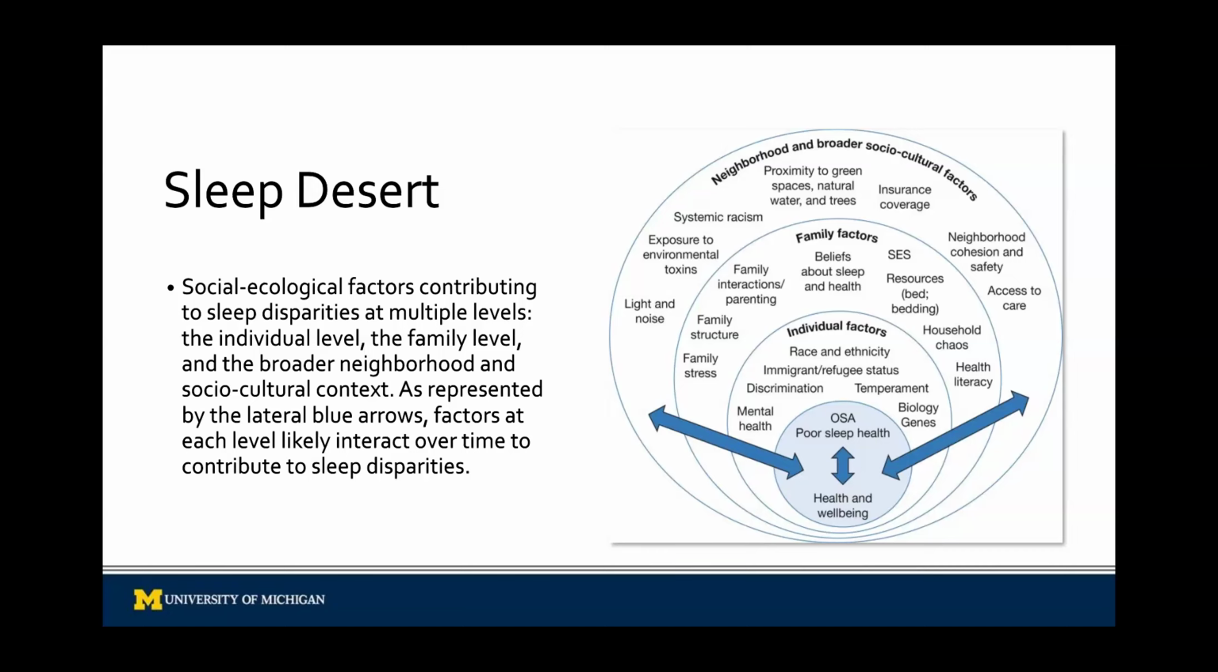So like neighborhood safety, or do these patients have access to green spaces or tree canopies or natural water sources? There's also light and noise that could interfere with someone's sleep health, and exposure to certain environmental toxins, and of course insurance coverage and access to care is also really important. And so the blue arrows really just show the interaction over time that could contribute to these sleep disparities.